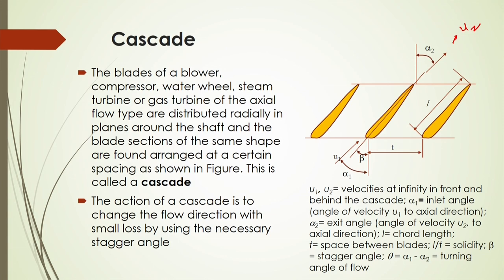And also you will see T, a certain space of this cascade, the space between blades, and L by T is called solidity. Beta is the angle that this axis makes with the vertical direction, called the stagger angle, and theta equal to alpha 1 minus alpha 2 is denoted as the turning angle of flow. So we have this cascade phenomenon, showing how the different angles of the flow velocity relate to the axis of the cascade.